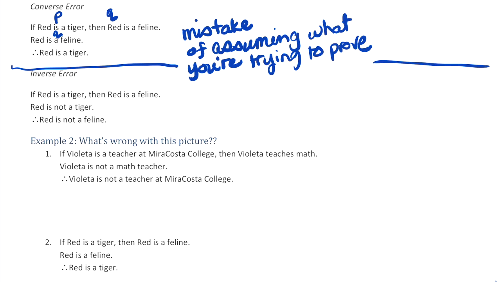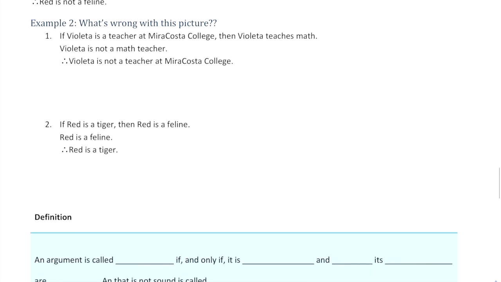Okay, so let's look at our example 2. What's wrong with this picture? If Violetta is a teacher at MiraCosta College, then Violetta teaches math. Violetta is not a math teacher, therefore Violetta is not a teacher at MiraCosta College. What kind of error is this? Aren't these things both statements, right? But just because Violetta doesn't teach math doesn't mean you can negate that she's a teacher at MiraCosta College. We've got all kinds of different subjects we teach, right? So this is an example of inverse error.